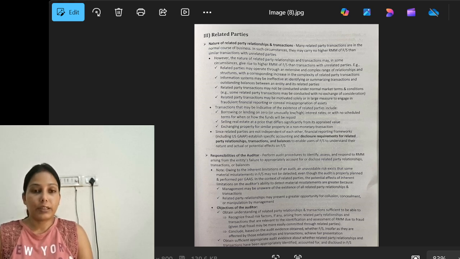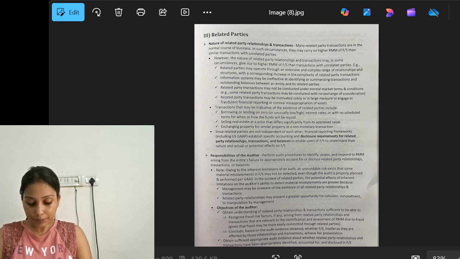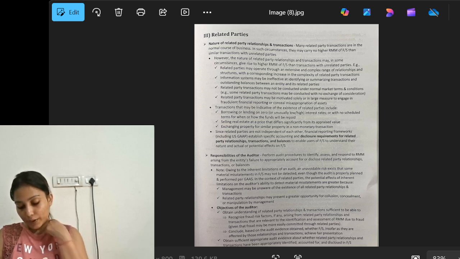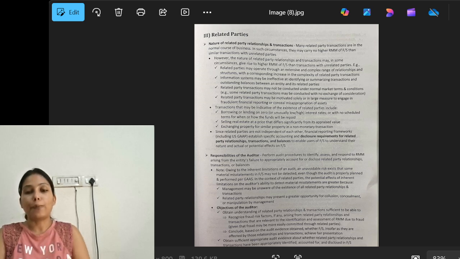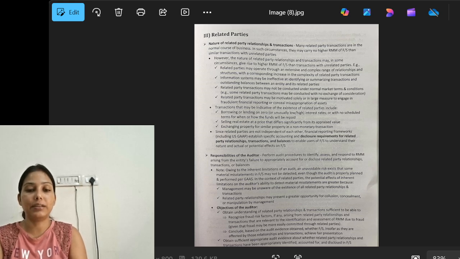So, what are the objectives of the auditor in this case? To obtain an understanding of the related party relationships and transactions sufficient to be able to recognize the fraud risk factors and conclude based on the audit evidence obtained. So, obtain sufficient appropriate audit evidence on whether related party relationships and transactions have been appropriately identified and disclosed in the financial statements.